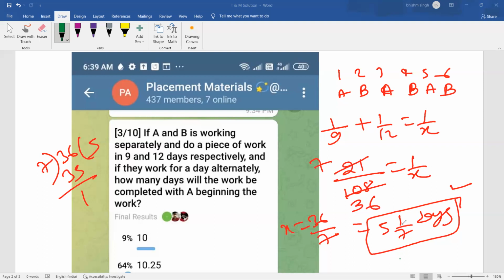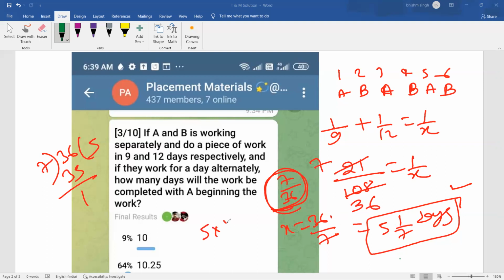But this is not for 1 day, this is coming for 2 days. See, this entire work is 7 by 36. This is for 2 days. In 2 days, this much work is being done. This unit of work they are doing in 2 days. So 5 1 by 7 they will do in how many days?